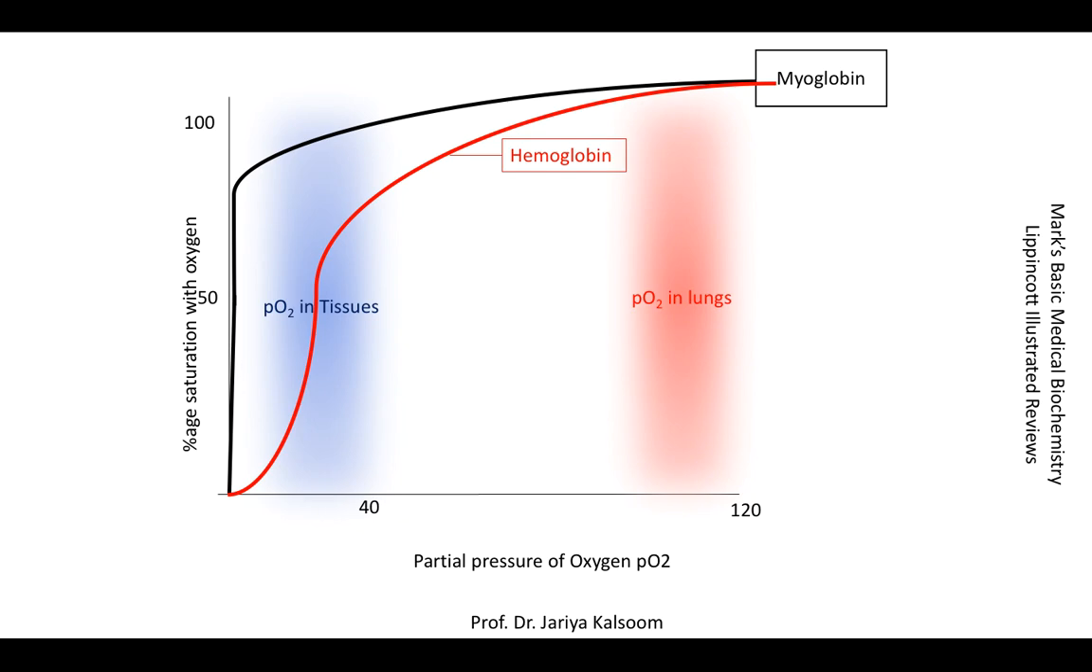A plot of percent saturation with oxygen measured at different partial pressures of oxygen is called the oxygen-dissociation curve. The curves for myoglobin and hemoglobin show important differences. The graph illustrates that myoglobin has a higher oxygen affinity at all PO2 values than does hemoglobin. The partial pressure of oxygen needed to achieve half saturation of the binding sites is 1 mmHg for myoglobin and 26 mmHg for hemoglobin. The higher the oxygen affinity, the more tightly the oxygen binds, the lower the P50.